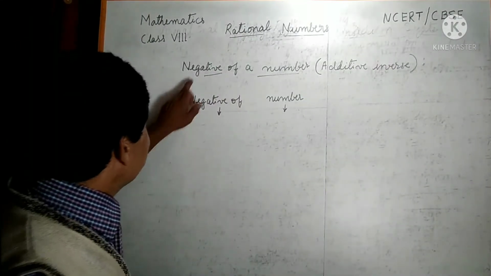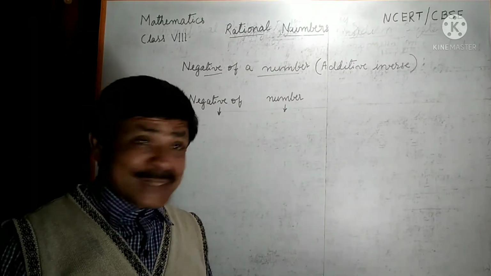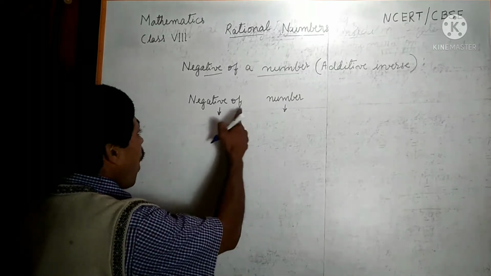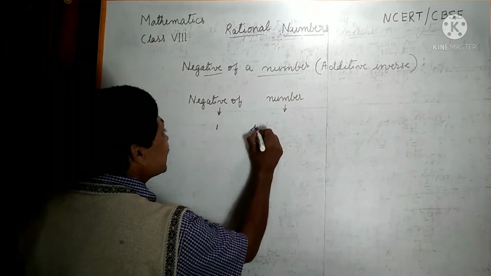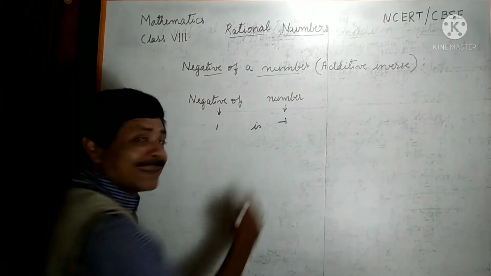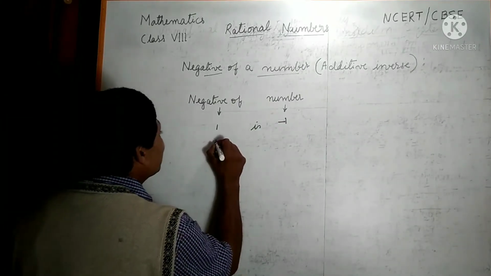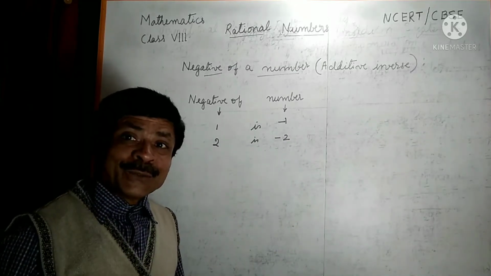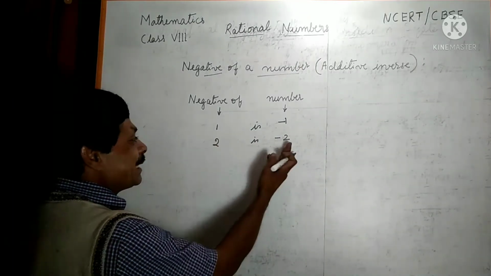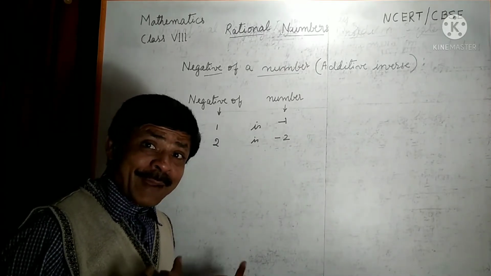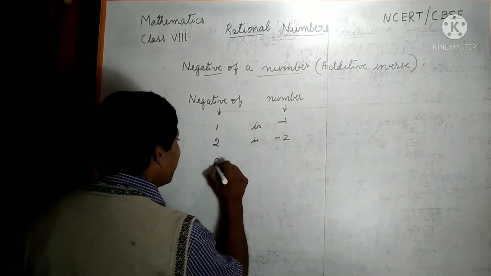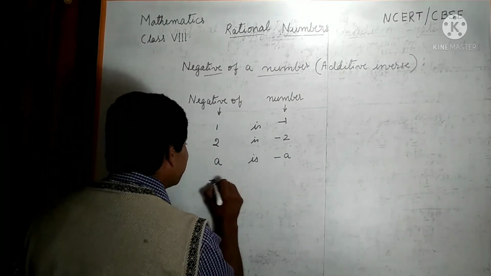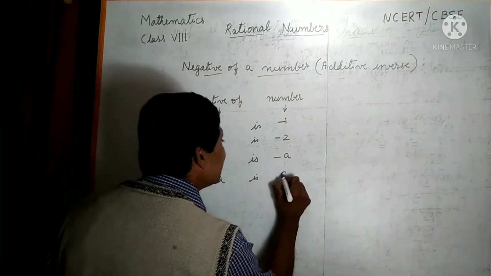Next is negative of a number. It is also called additive inverse. Negative of 1 is minus 1. Negative of 2 is minus 2. Similarly, negative of 3 is minus 3. Negative of 4 is minus 4. Negative of a is minus a. And negative of minus a is a.